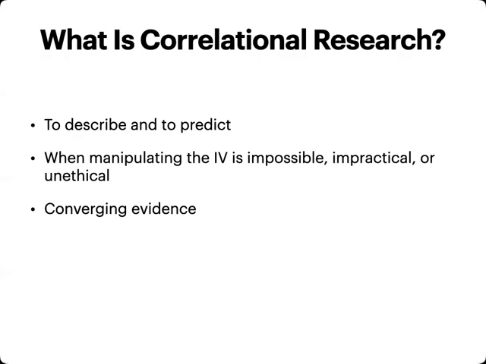Another reason the researchers should use this type of method is when the relationship is thought to be causal, but manipulating the independent variable is impossible, impractical, or unethical. For example, researchers interested in the link between cannabis use frequency and memory cannot ethically manipulate cannabis consumption, so they measure usage and memory scores and analyze their relationship.